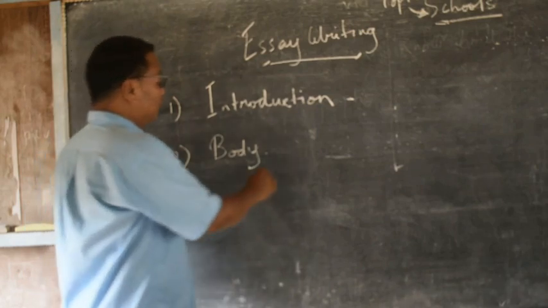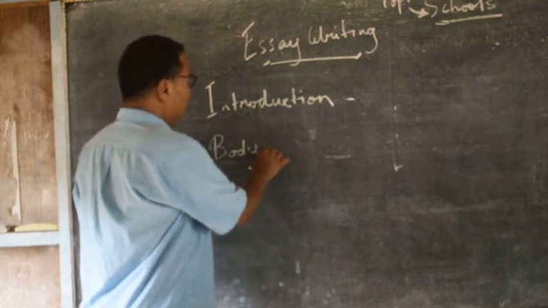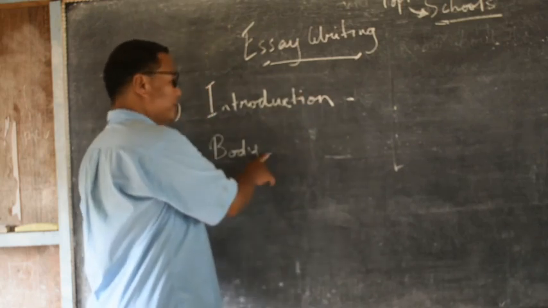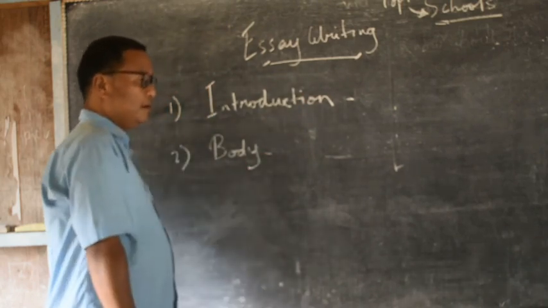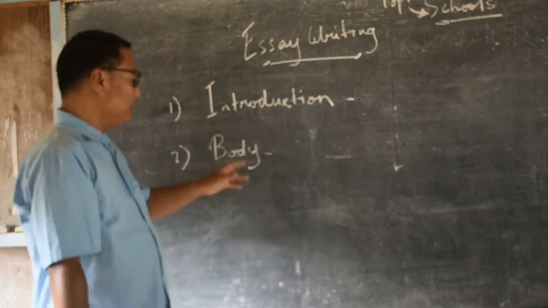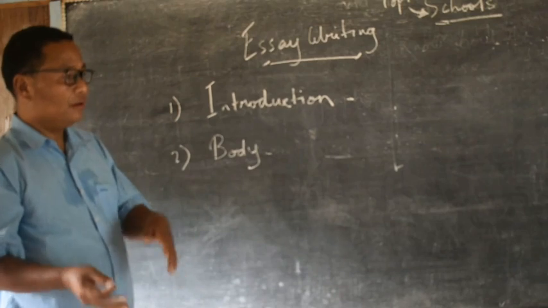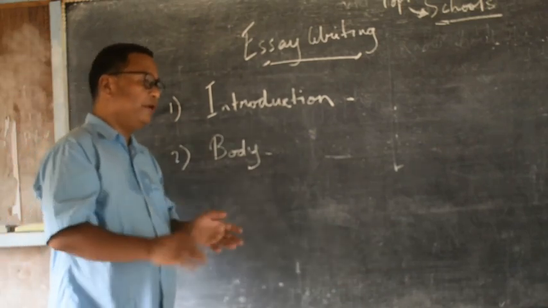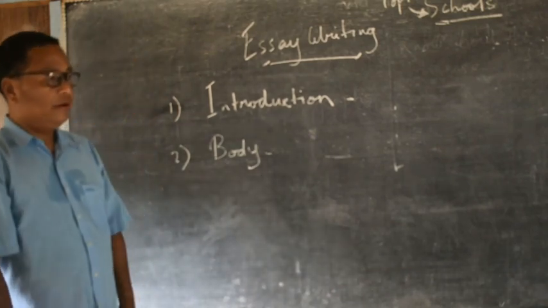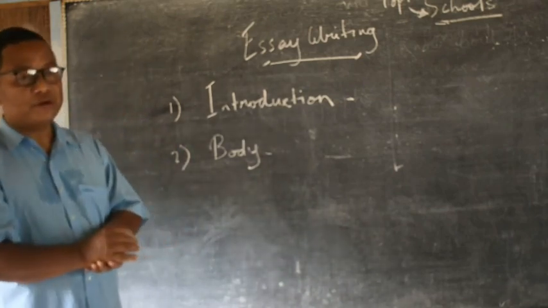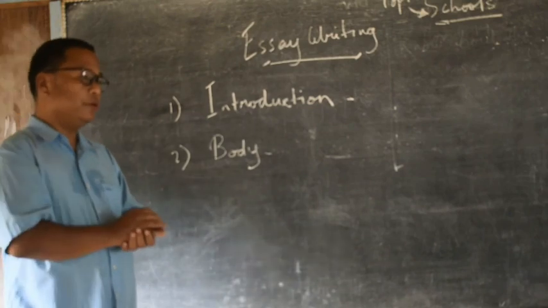So the body must explain what schools are. The body must also tell us how schools function. The body must also tell us what schools do to the students, how students benefit from schools. And the body must also tell us the rules and regulations in schools which students must follow.